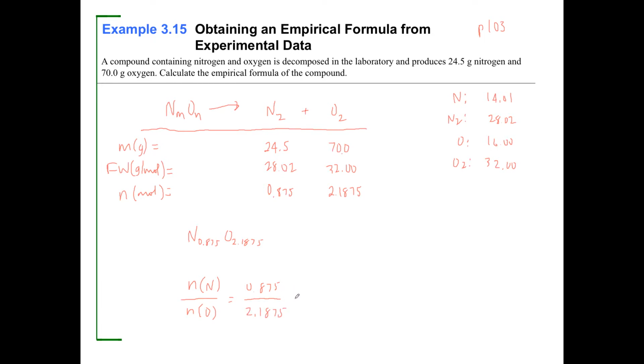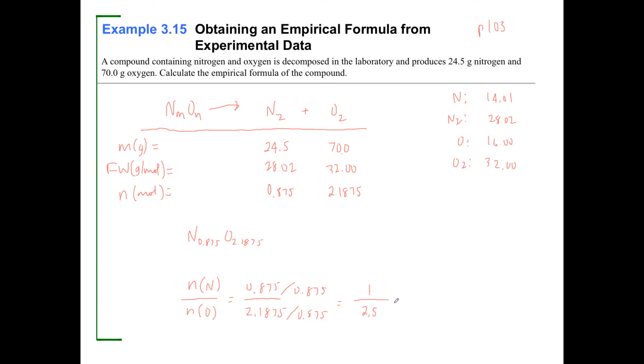2.1875. And so we divide both by the smallest number, which is the smallest number, top or bottom? At the top is, right? 0.875. This is going to be 1 on top now. And what is 2.1875 divided by 0.875? 2.5.